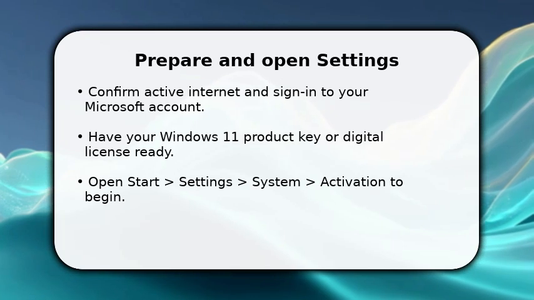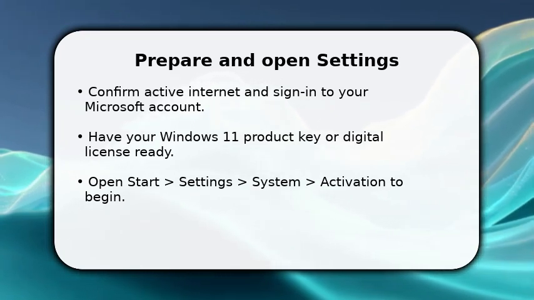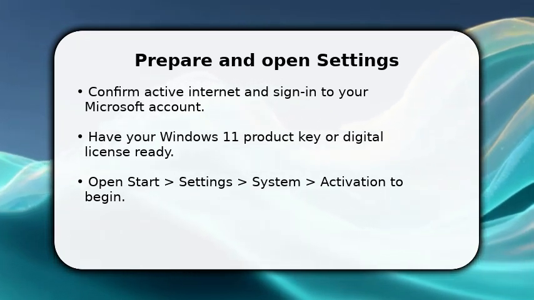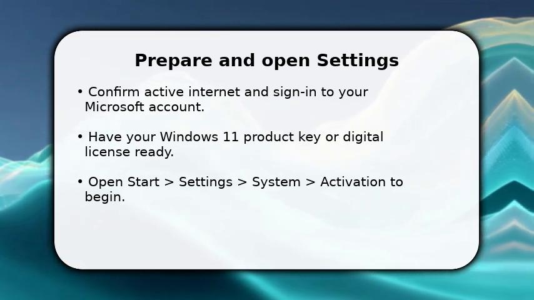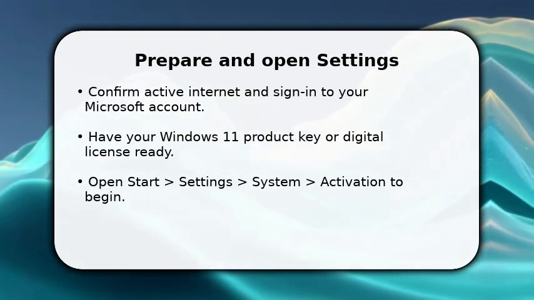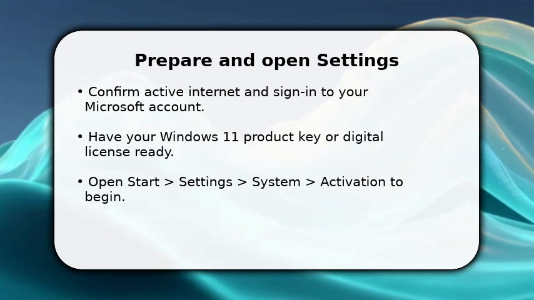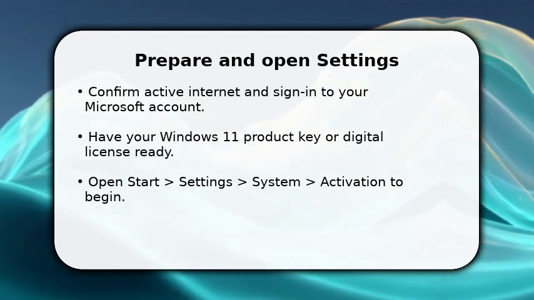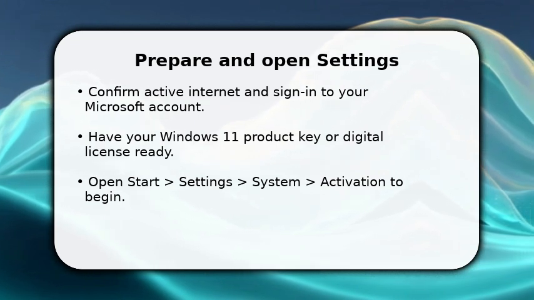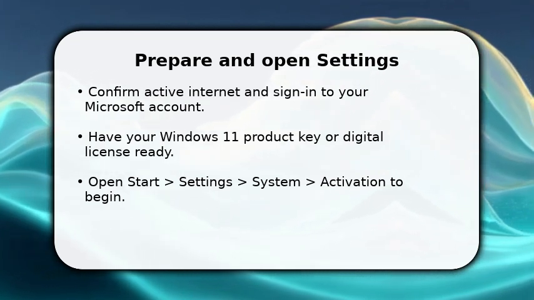You'll start by confirming connectivity and signing into the Microsoft account you want associated with Windows. Once signed in, make sure you have the product key or that the device has a digital license. Now open Start, go to Settings, select System, then Activation. This opens the exact controls you need.